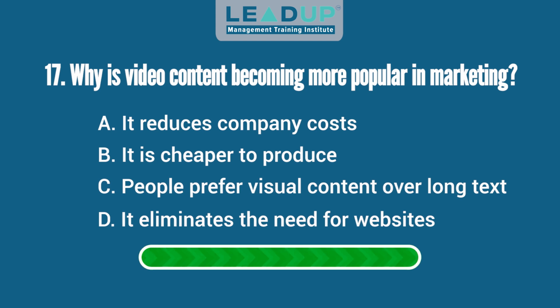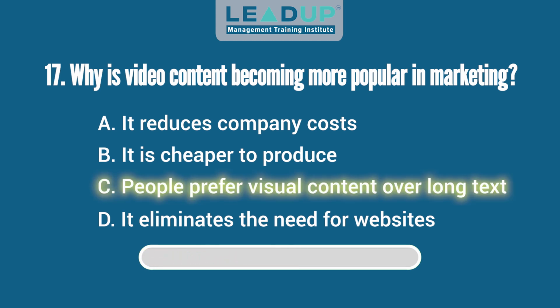Question 17. Why is video content becoming more popular in marketing? A. It reduces company costs. B. It is cheaper to produce. C. People prefer visual content over long text. And D. It eliminates the need for websites. Answer: people prefer visual content over long text.